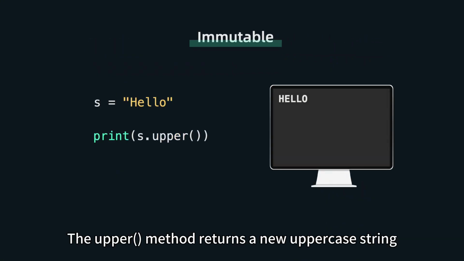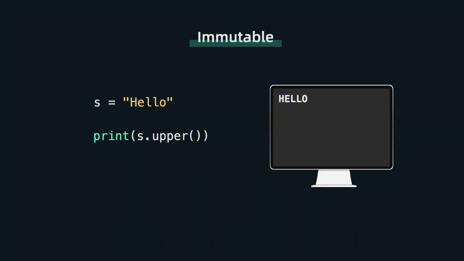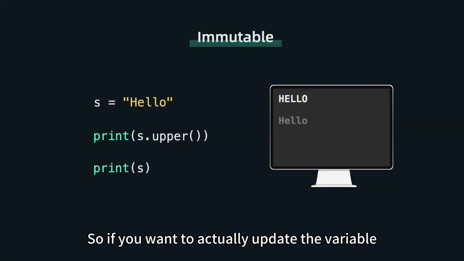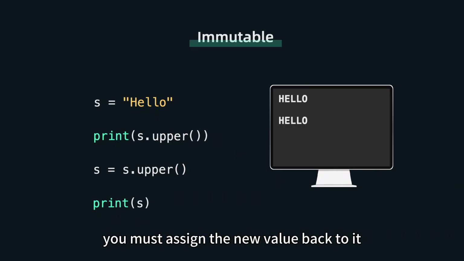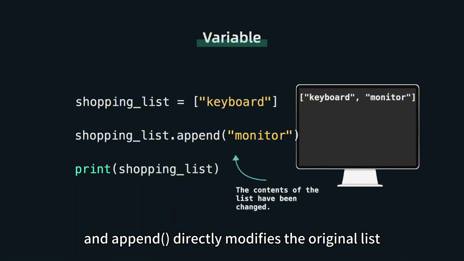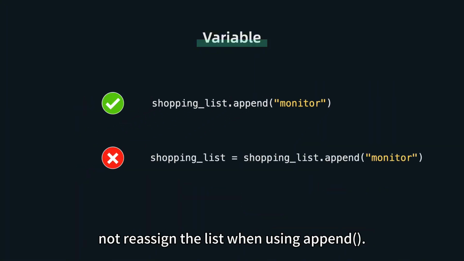The upper method returns a new uppercase string, but the original string stays unchanged. So if you want to actually update the variable, you must assign the new value back to it. Lists, however, are mutable, and append directly modifies the original list. That's why you should not reassign the list when using append.